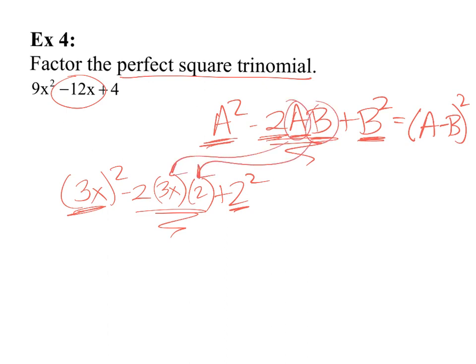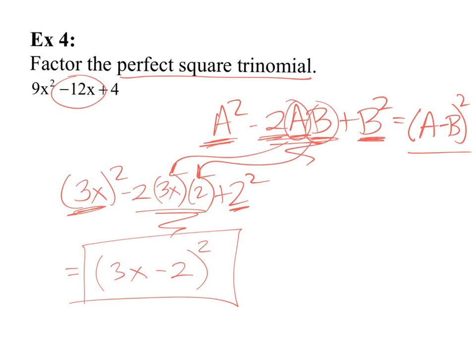So we have the perfect square trinomial structure, and then that simply factors into a minus b squared. Well, what's a? 3x, and b is what? 2. So we end up with 3x minus 2 squared. All right, so the perfect square trinomial has been factored. Done. Next example.